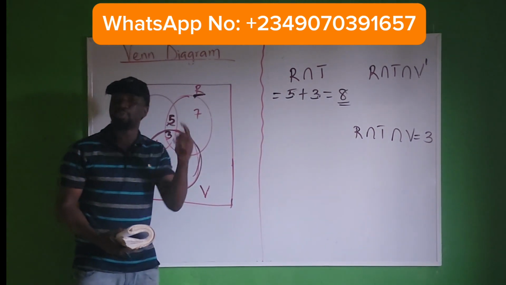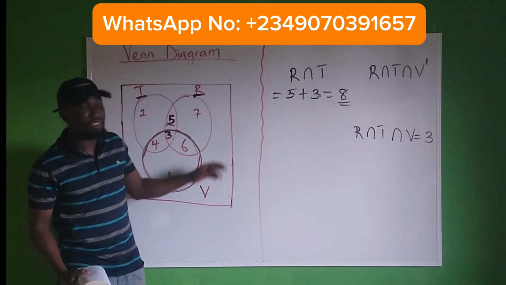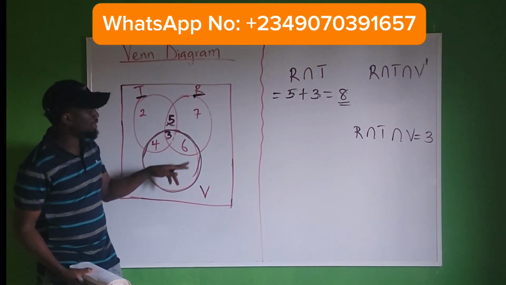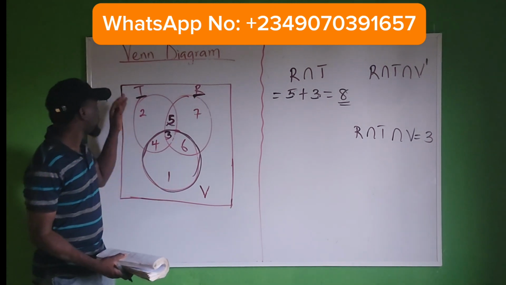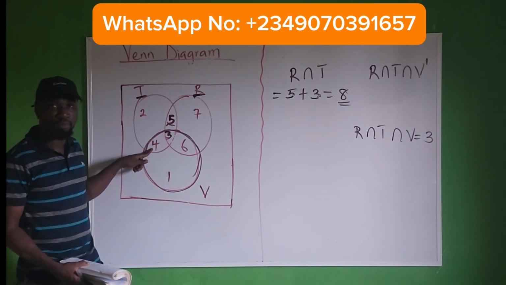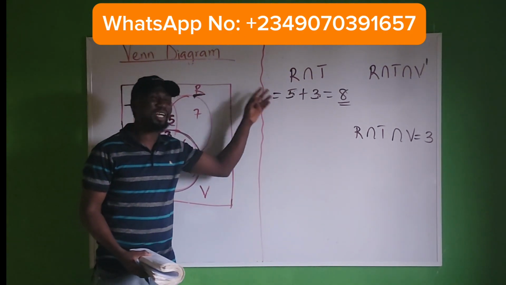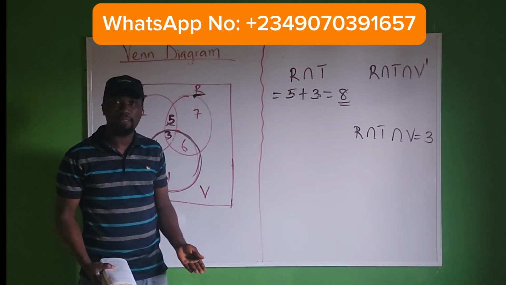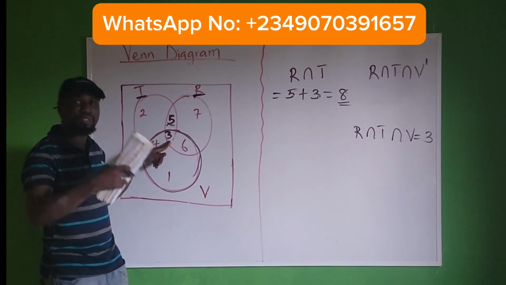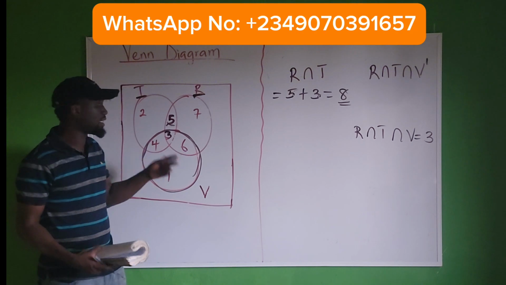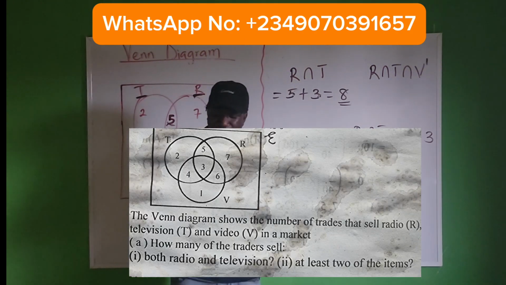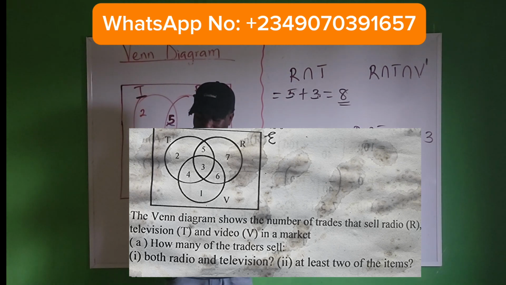Do you understand? If you were told to find radio and television only, the answer is going to be 5. If you are told to find radio and video only, it's going to be 6. If you are told to find television and video only, it is 4. But we are not told to find radio and television only. So we are going to be adding the whole of radio, television, and video, which is 3. So the answer there is 8.